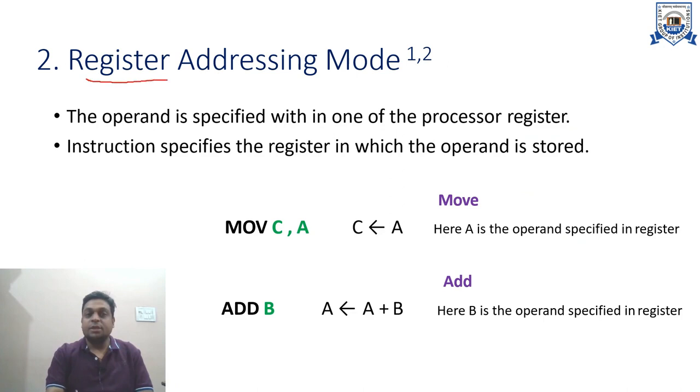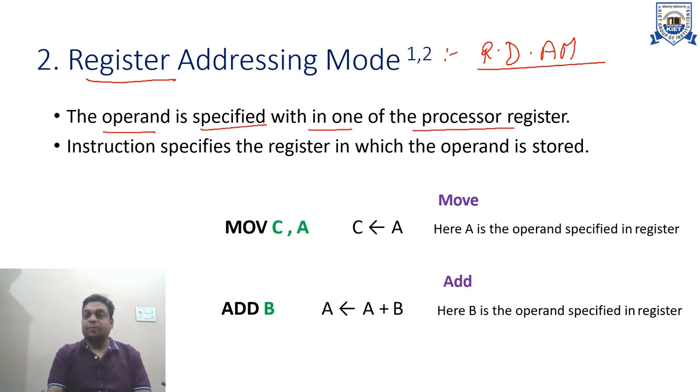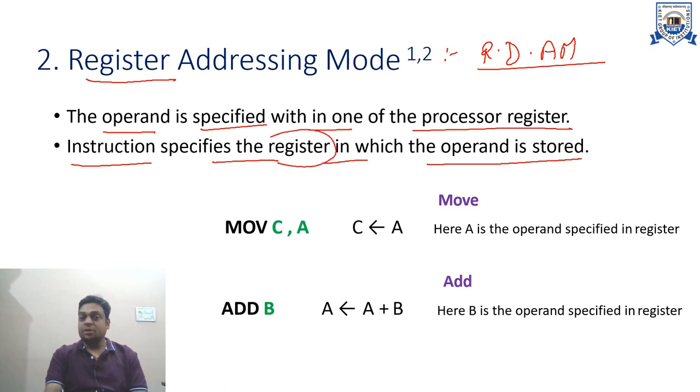Next is register addressing mode or register direct addressing mode. In this case, the operand is specified within one of the processor registers. Means the operand is not in the instruction, it is in the processor register. The instruction specifies the register, and the operand is in the register itself.